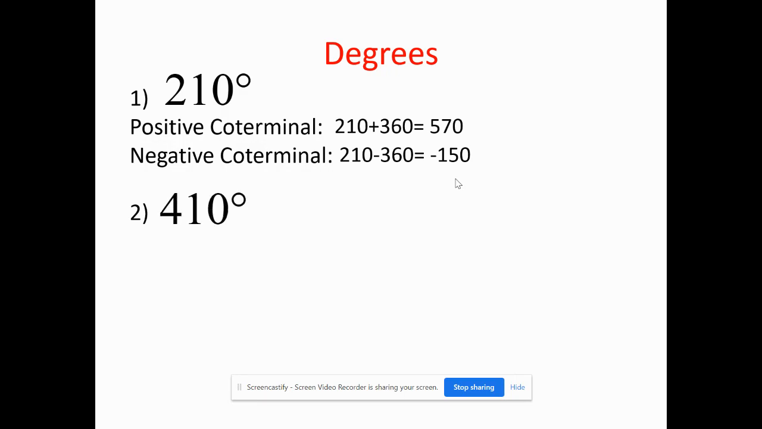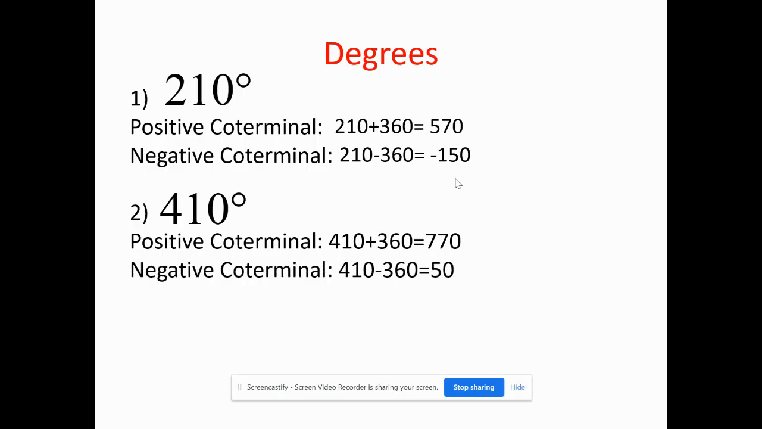Why don't you pause the video and try 410 degrees? So positive coterminal, add 360, 770 degrees is a positive coterminal angle. Negative, subtract 360, and I get 50 degrees. Is that a negative coterminal answer? No, 50 degrees is still positive.